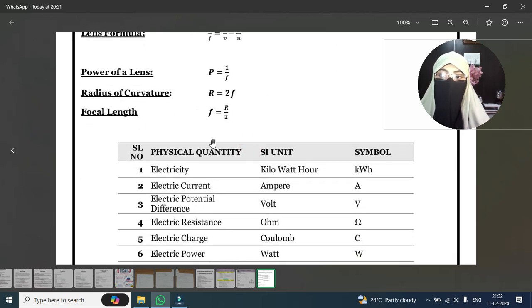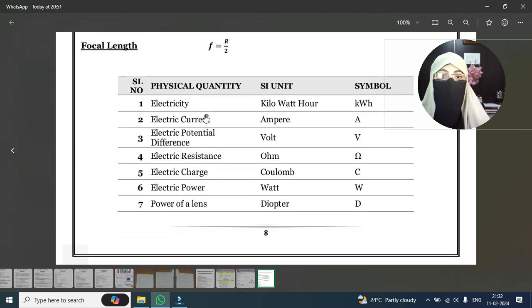See, I have given the formula as well. So what are the SI units and symbols? For electricity, it is kilowatt hour. For electric current it is ampere, and for potential difference it is volt, and the symbol is V. Electric resistance is ohm, and it is represented like this. In coulomb, C; watt, W. Diopter is the power of lens, the SI unit is diopter. Very important. The symbol is D.